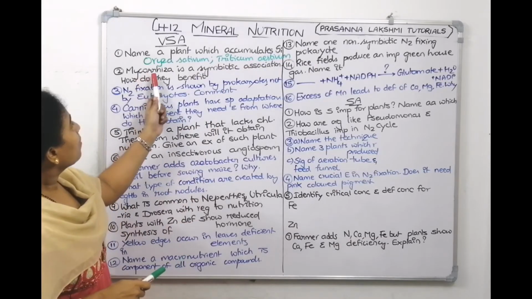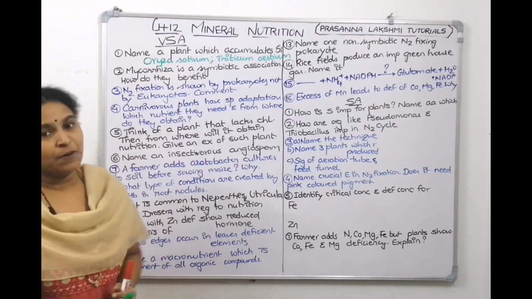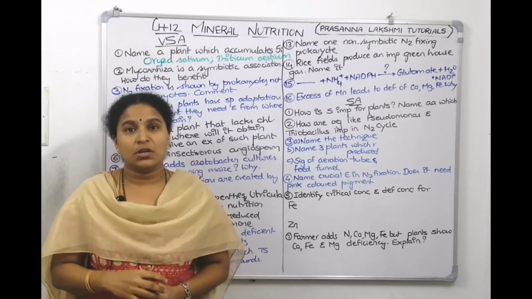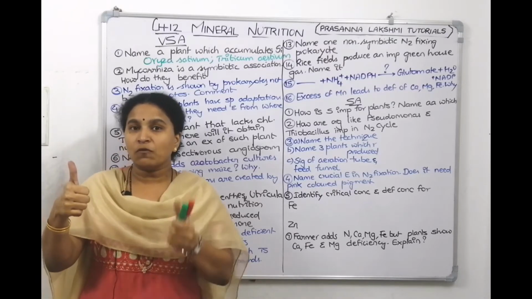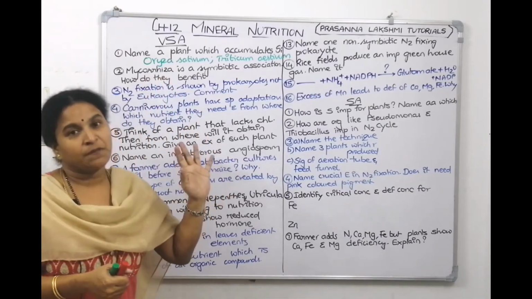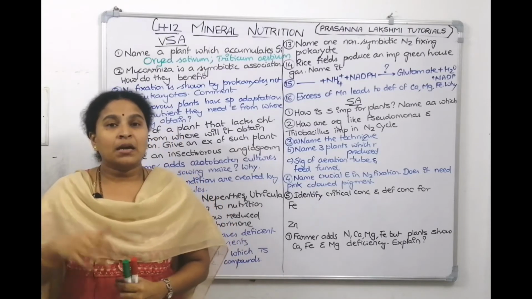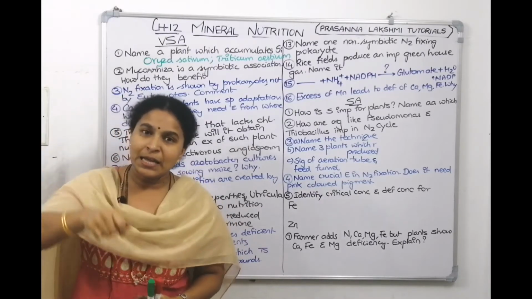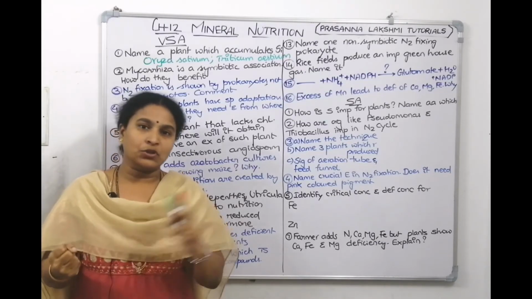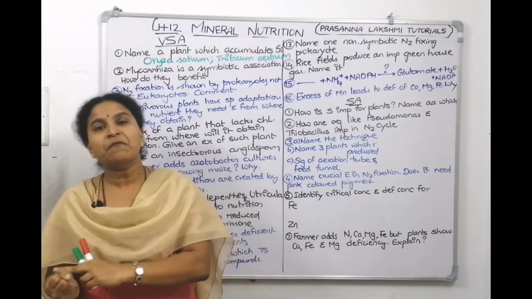Next question, children. Mycorrhiza is a symbiotic association. How do they benefit? First of all, what is mycorrhiza? It is symbiotic association of fungi with the roots of higher plant. Myco means fungi, rhiza means the roots of higher plant. What fungi will get benefit, what plant will get benefit. Now the fungal hyphae penetrate deep into the soil, absorb more minerals and more water, gives it to the plant. Plant gives shelter and sugars, food to the fungi, right?